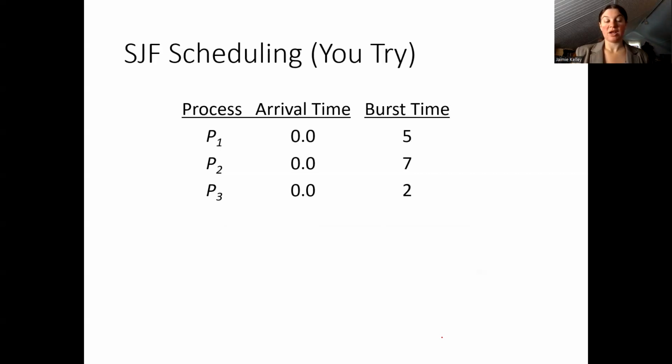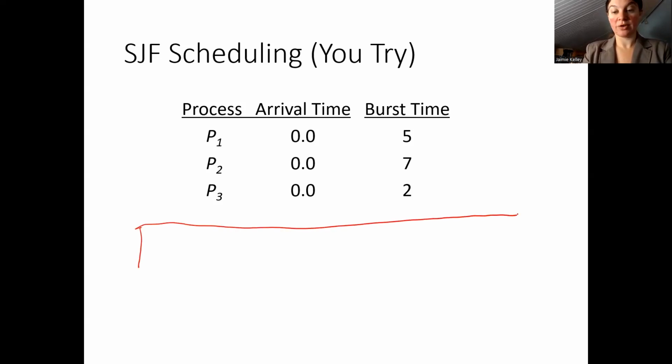So now you try. We have 3 processes in our system. They each arrived at time 0, but they have burst times wherein process 1 will burst for 5, process 2 will burst for 7, and process 3 will burst for 2 milliseconds. Give it a try. Pause the video here. Because shortest job first is also non-preemptive, we are going to also have 3 boxes in our Gantt chart here, and it's going to start at time 0.